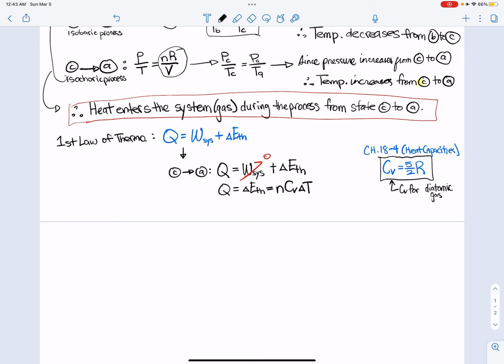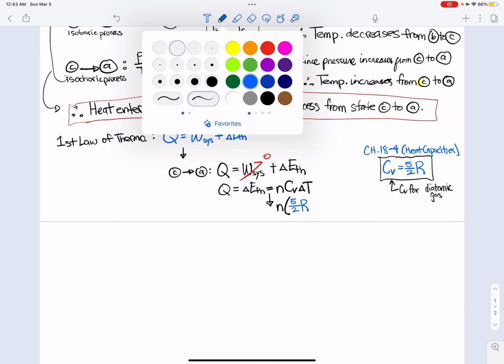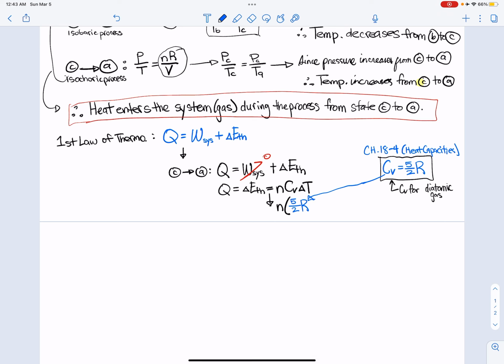So back to our problem. Let's rewrite this as n, and instead of CV, I'm going to use 5 over 2 R, and that just comes from the information that I mentioned, times delta T. So I'm going to remove the constant: 5 over 2 times n times R times delta T. Well, guys, unfortunately, I was not given the temperature in this problem, so I need to find another way to keep going. How could I do that?